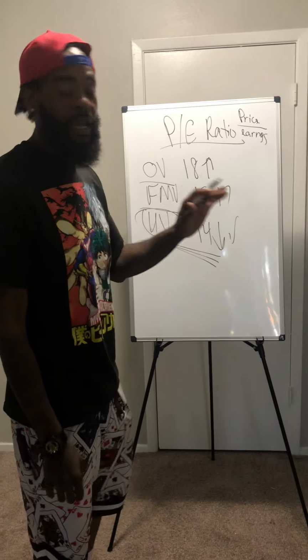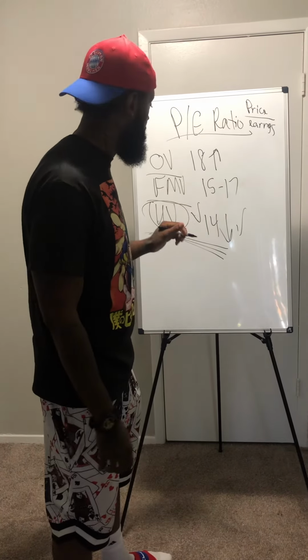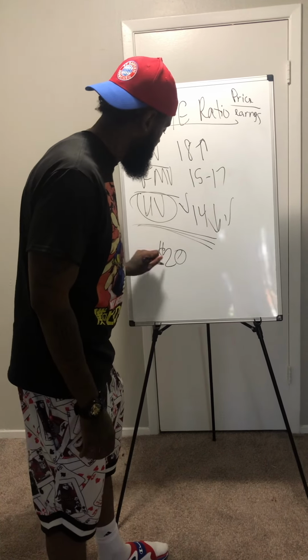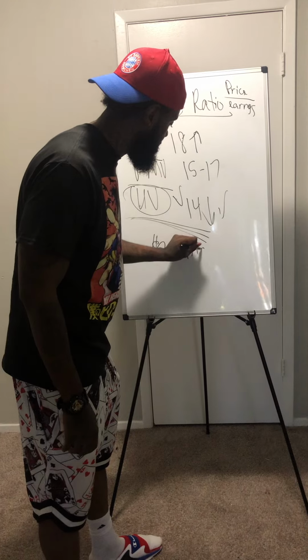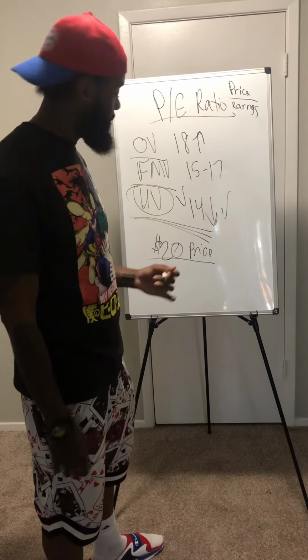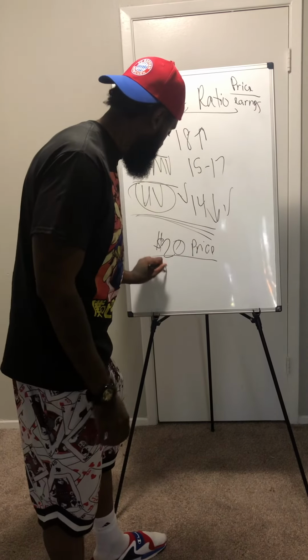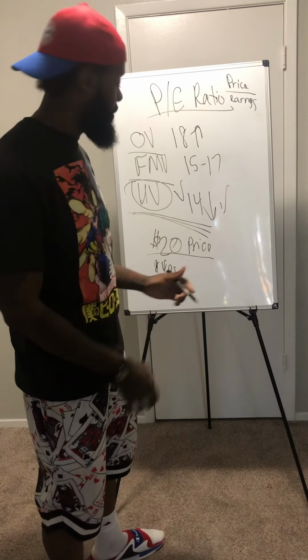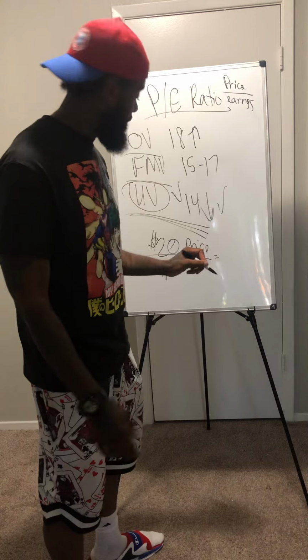All right, so how you determine the price per share is going to be, for example, let's say you have a company selling at $20 per share. That's the price. And let's say they earn $4 per share. All right, so this company would have a PE multiple of 5.